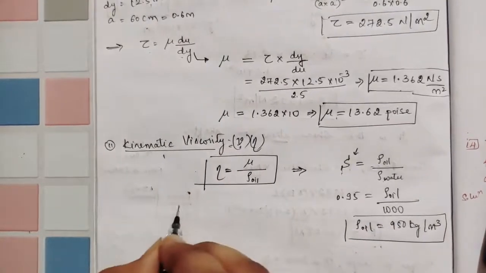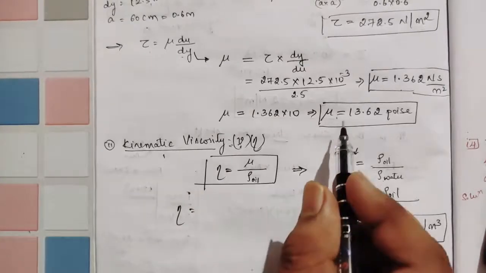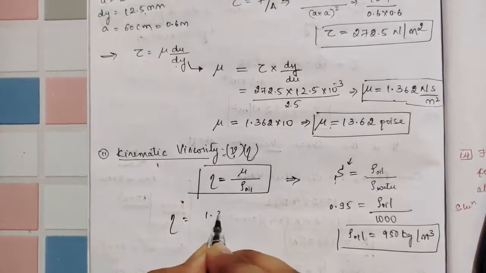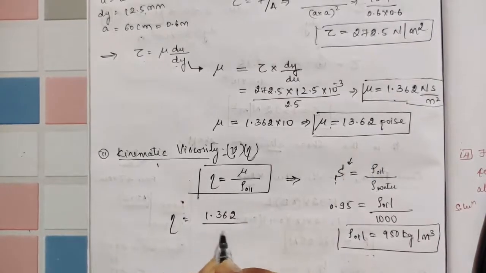This dynamic viscosity we already know. Eta is equal to, taking it in the SI unit system, 1.362 divided by 950.